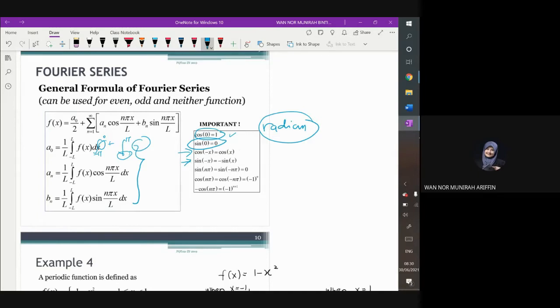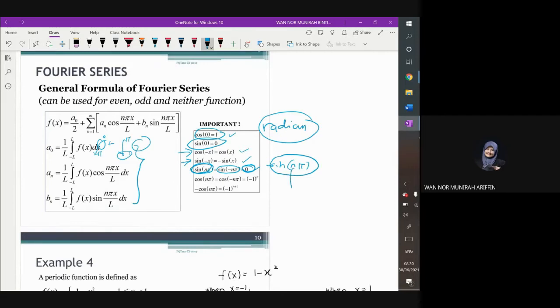Cos negative x will always be cos x, positive. Sine negative x is negative sine x. So now, sine n pi will always be 0. Sine negative n pi is negative sine n pi. Sine n pi is always 0, and negative 0 is 0.